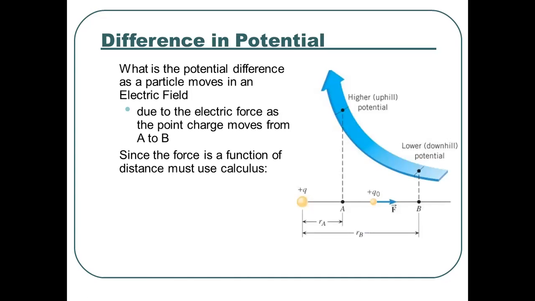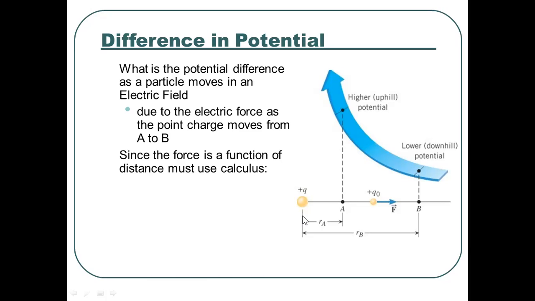So, the difference in potential. What is the potential difference as a particle moves in an electric field due to the electric force, as a point charge moves from A to B? Since the force is a function of distance, we must use calculus. As you can see on your diagram, we have charge B with lower, downhill potential, or lower potential energy, but as it moves to point A, it has higher potential energy.